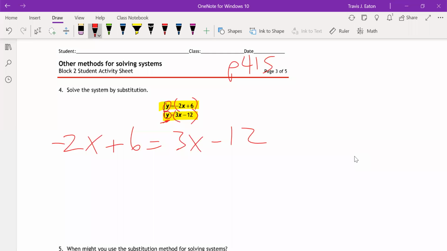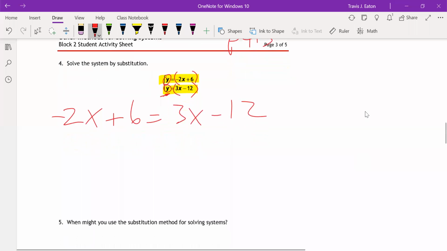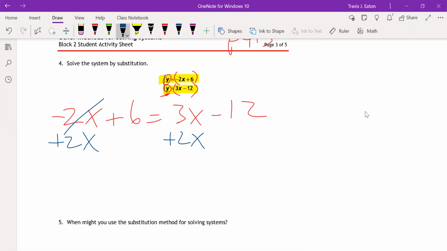Now, you've been taught how to solve equations that have variables on both sides earlier this year. As a matter of fact, I know that I taught it to you. So let's take a look at that. We need to get all the variables from one side to the other. I'm going to add 2x to both sides, because if I do that, then I don't have any variables or their coefficients on this side. They all move to the other side. And so I end up with 6 equals 3x plus 2x, which is 5x, minus 12.